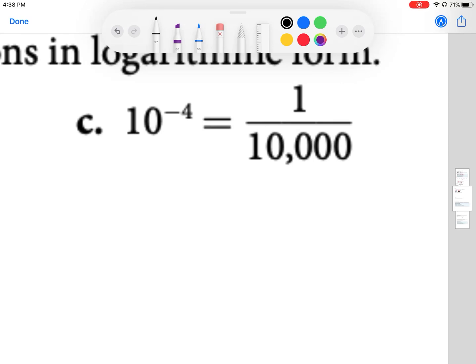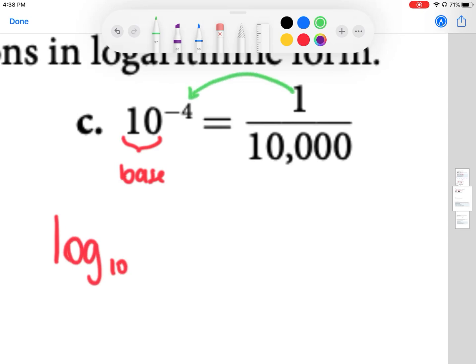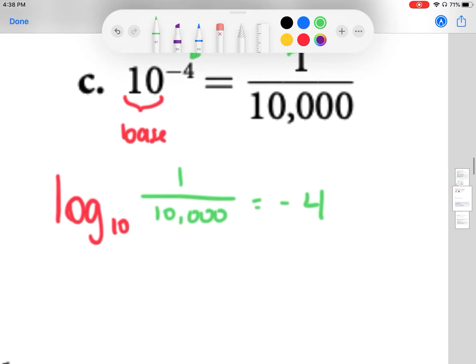10 to the negative 4 power equals 1 over 10,000. So I think about it the same way. We have a base, so I have log base 10, and then my order is swapped, so that I have log base 10 of 1 over 10,000 equals negative 4. My answer, and you need to write it twice.